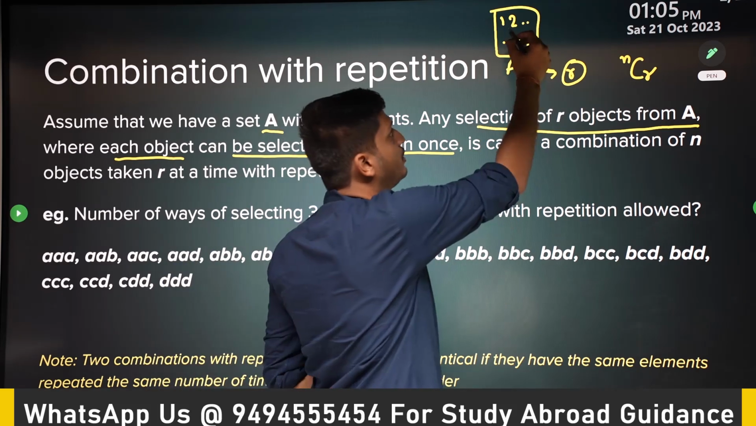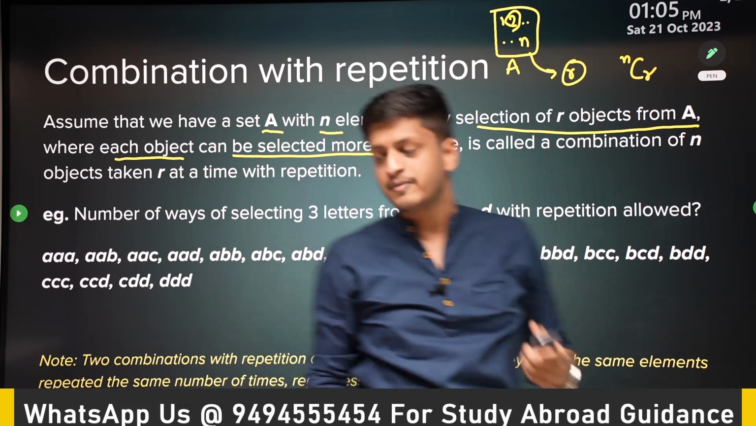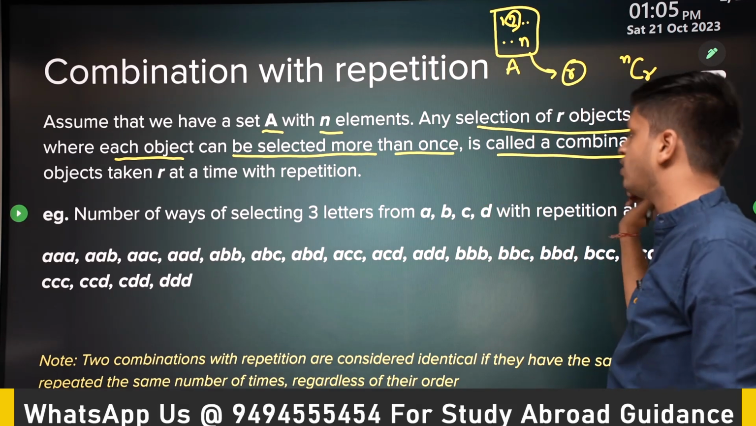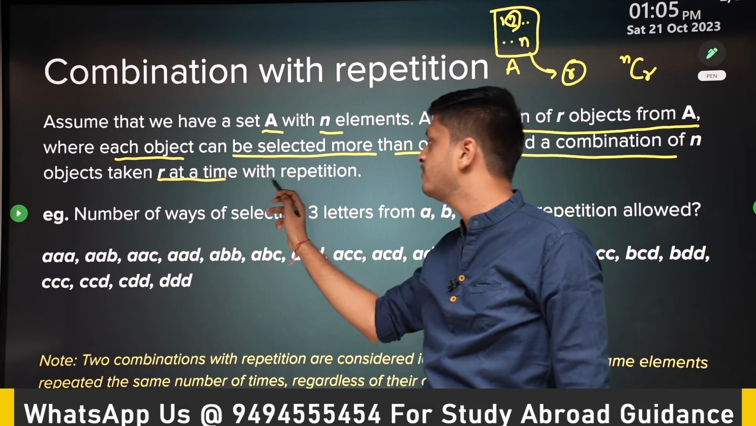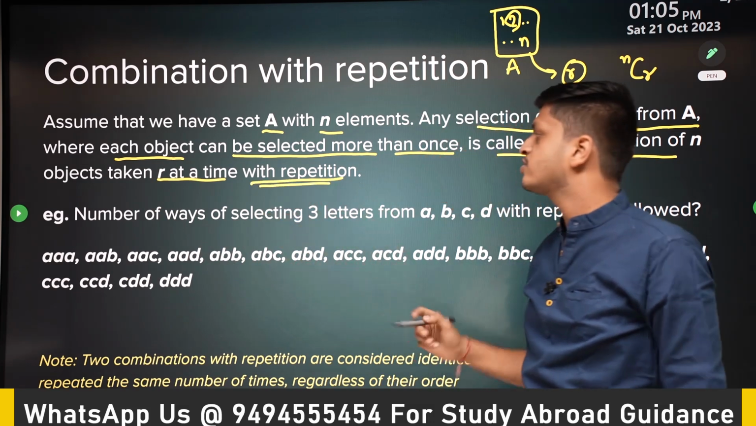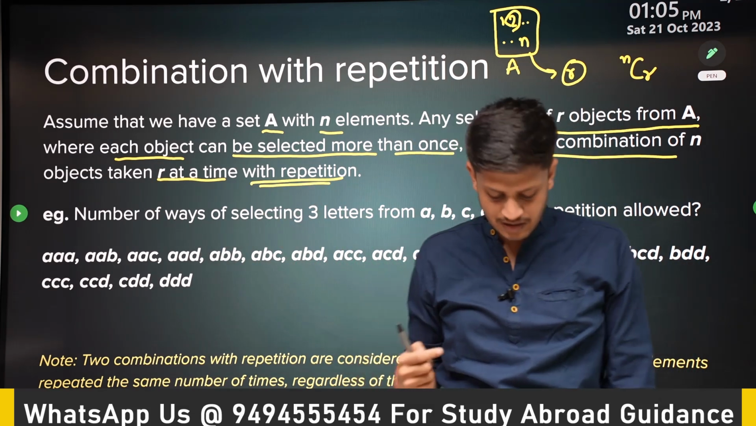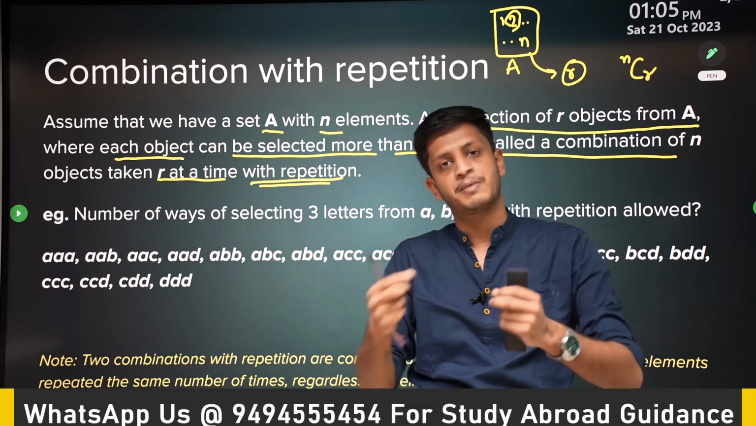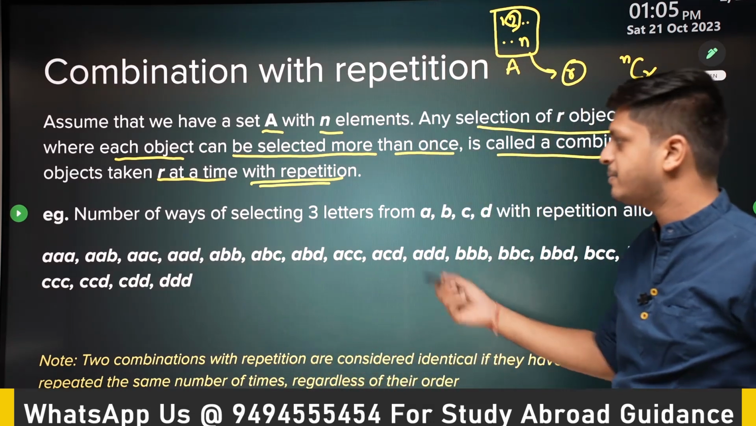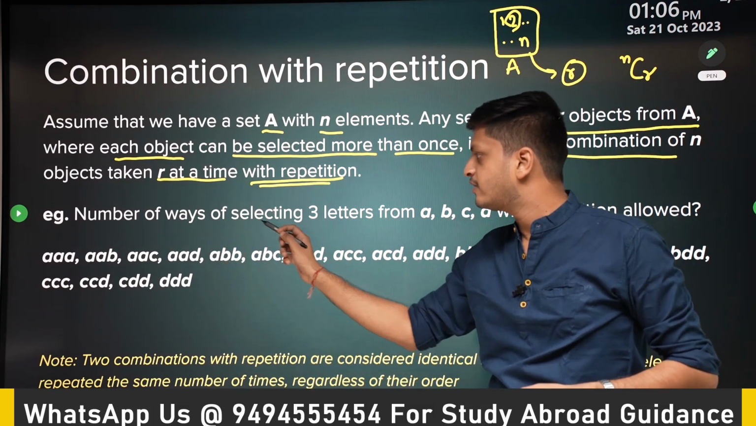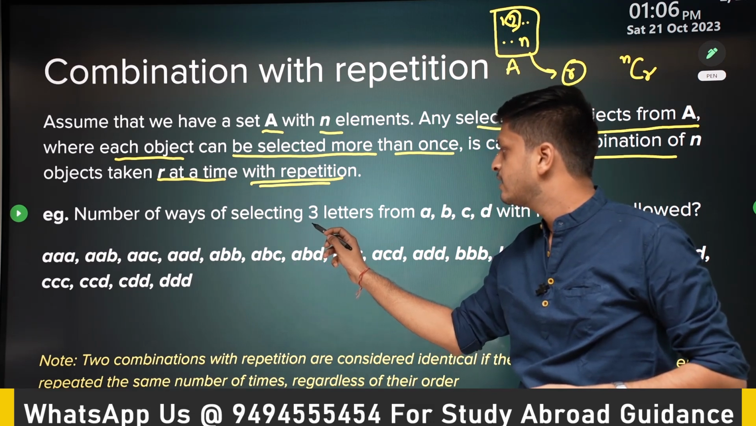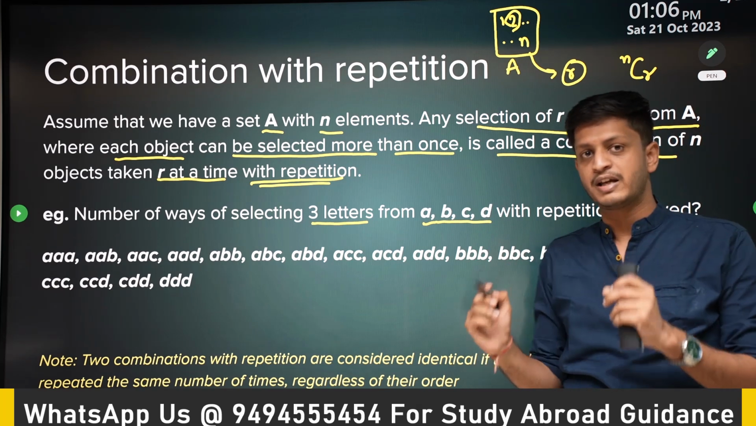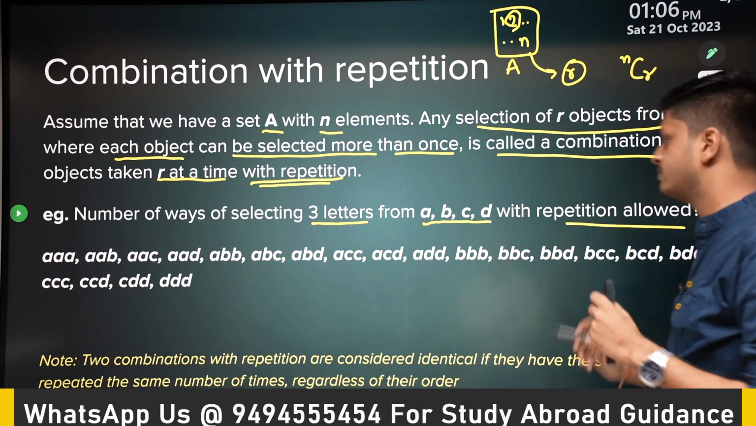We can actually select 2, let's say twice. Okay, so repetition is allowed. And so this is called combination of n objects taken R at a time with repetition. Generally speaking, when questions on this will come, they will explicitly mention in the question that you can assume that repetition is allowed. So for example, consider this example: number of ways of selecting 3 letters from A, B, C, D. We have to select 3 letters from A, B, C, D with repetition allowed.